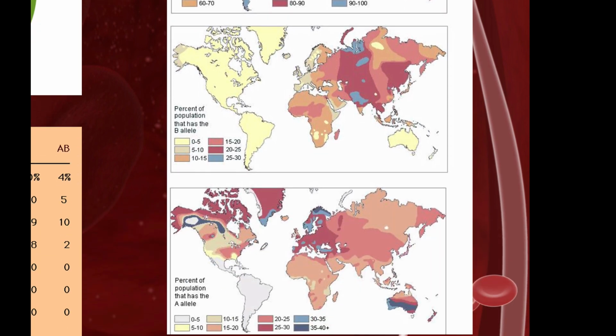And then over here, we can see the A allele very low in some parts. South America, Central America, 0 to 5%. But that A allele is very high in other small regions, Southern Australia, Scandinavia, and then Northern Canada into Alaska.